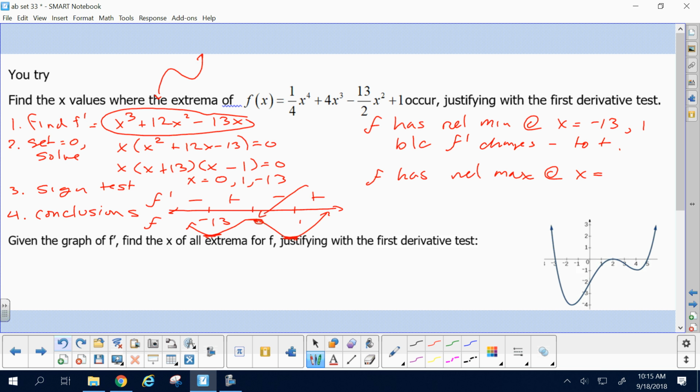0 or 1. 0, yeah. You're right, sorry, I don't know what I was thinking.